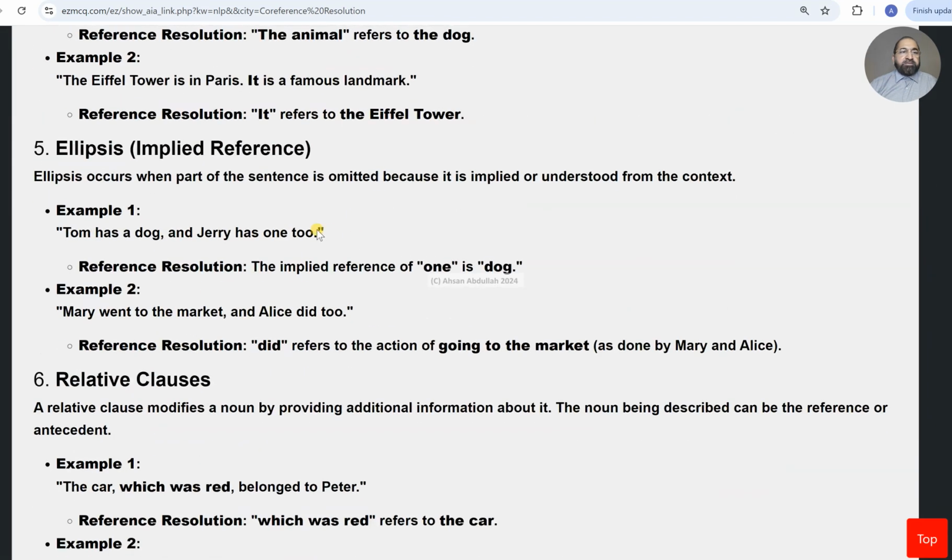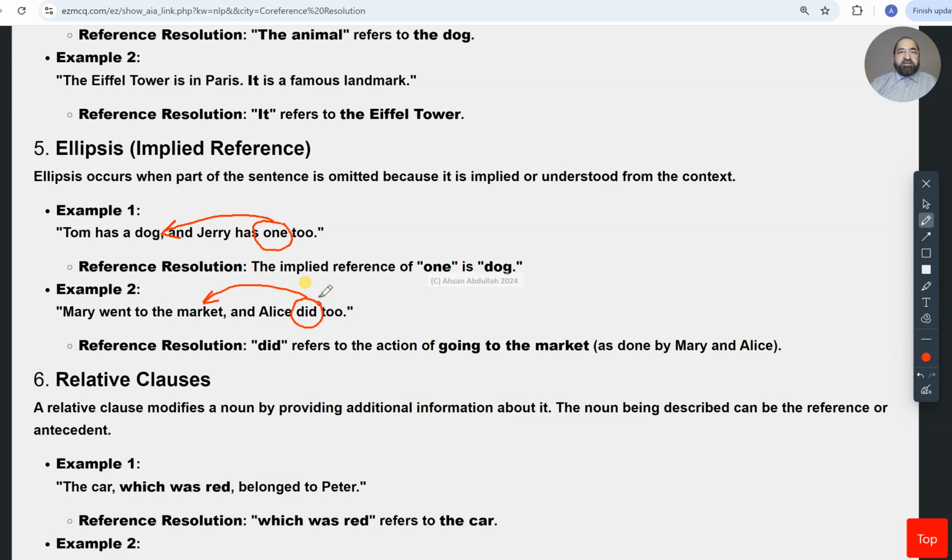Implied references, or ellipses, occur when part of the sentence is omitted because it is implied or understood from the context. Tom has a dog and Jerry has one too. There is no reference of any animal explicitly, but over here, one is corresponding to the dog. Mary went to the market and Alice did too. So did too means Alice also went to the market.